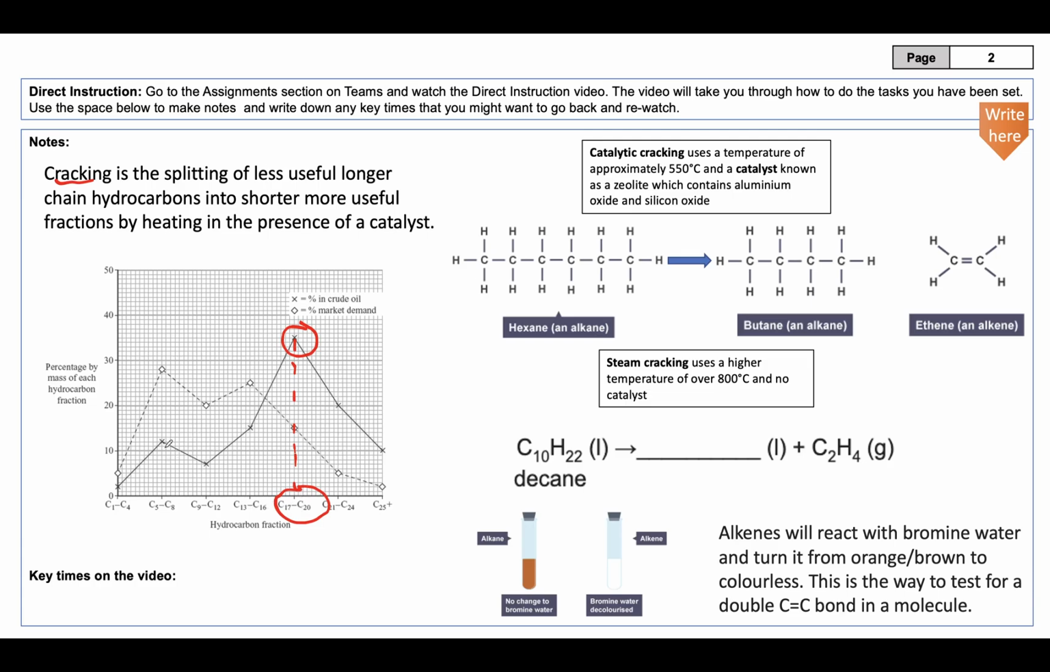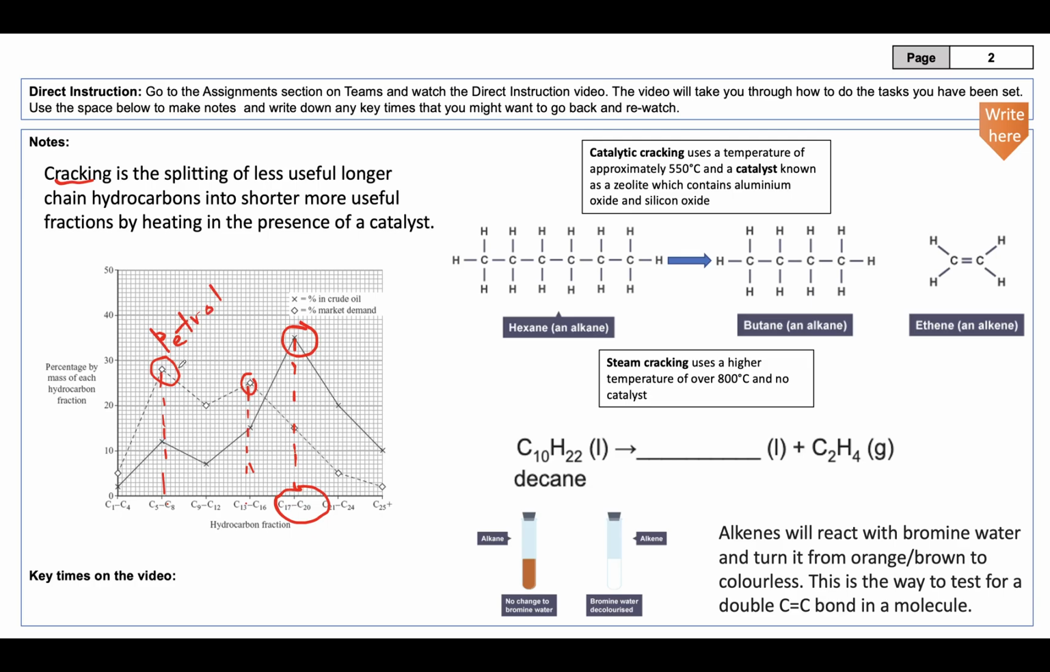If we have a look at the next part of the graph, the dotted line, this tells us what we actually want. So we want lots of carbons with a length of 5 to 8 molecules. We want quite a few 13 to 16s. This bit here kind of relates to petrol, and this might relate to fuel oil or diesel. So we've got a problem.